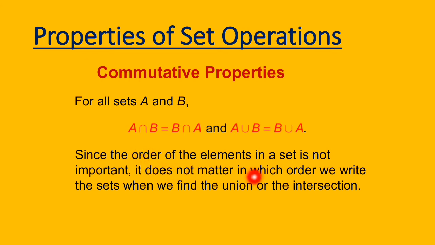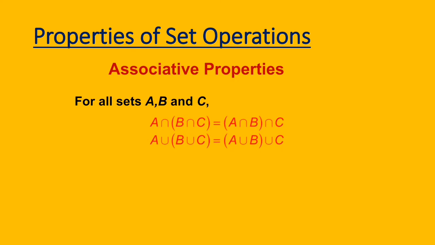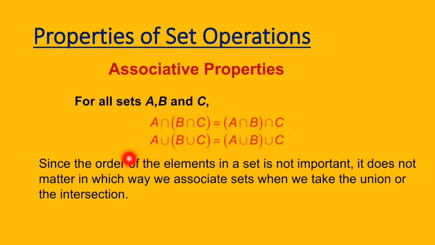It doesn't matter in which order we write the sets when we find the union or the intersection, and these ones are the associative properties. For all sets A, B and C, this property is known as the associative property of intersection of sets, and this one is the associative property of union of sets. Okay, which means that the order of elements in a set is not important. It doesn't matter in which way we associate sets when we take the union or the intersection.